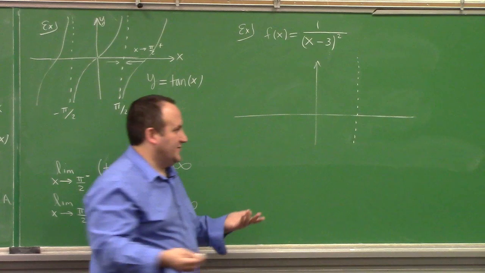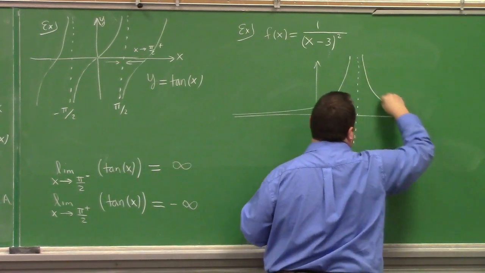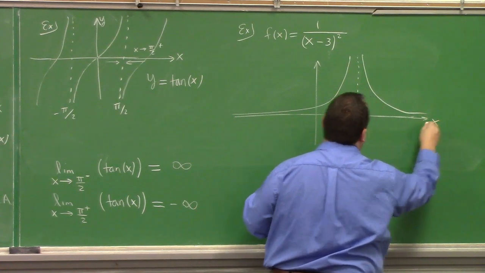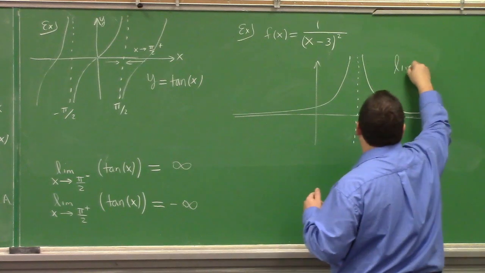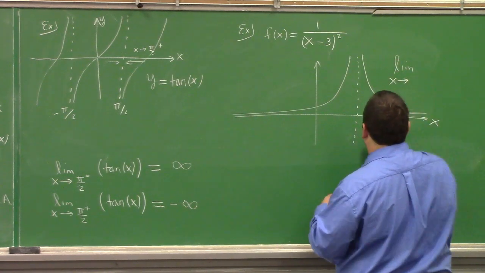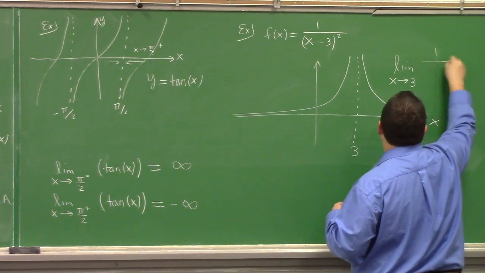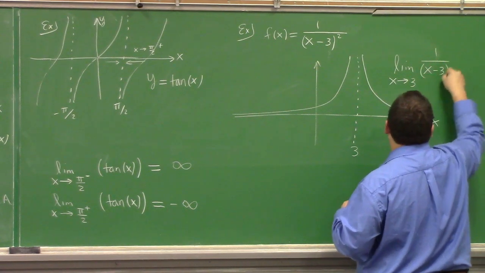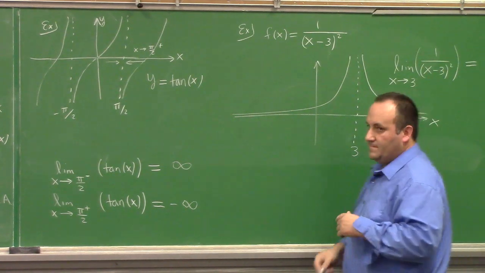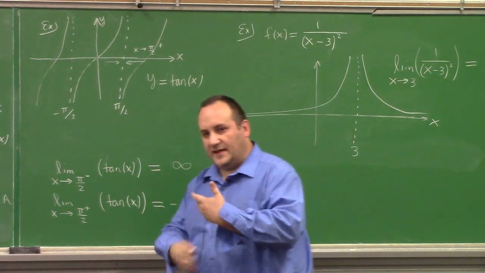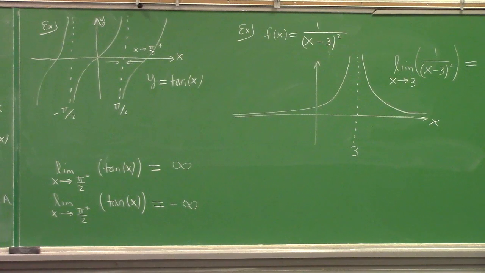So this looks like, I'd say, a volcano, right? It looks something like this. So in this case, we can say that the limit as x goes to 3 of 1 over (x minus 3) squared is equal to infinity, right? In fact, the left and the right limits there both go to infinity.